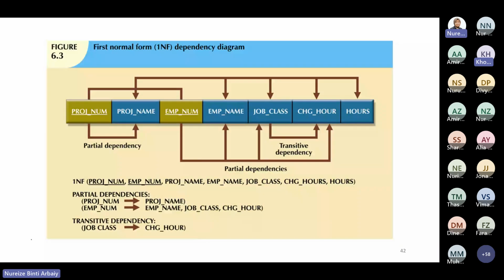So this is the result from first normal form. Now we have this. So to move to the second normal form, we take this information and we create it.